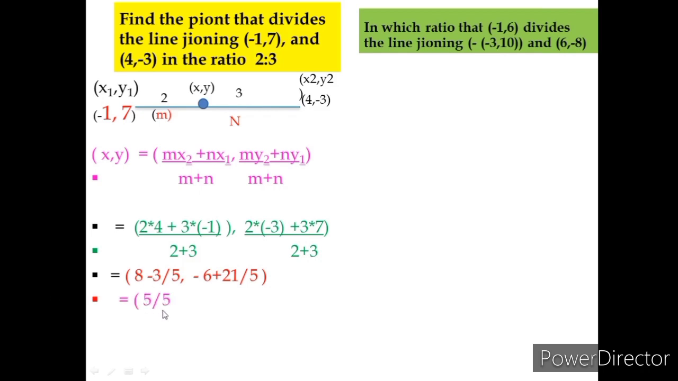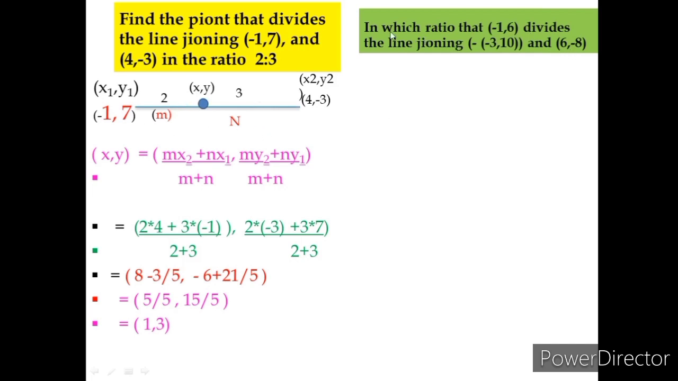8 minus 3 is 5 by 5. Minus 6 plus 21, 15 by 5. Therefore here 5 should be cancelled, 1. Here 5 ones and 5 3s should be cancelled, 1 comma 3. Therefore what is the value of x comma y? It is nothing but 1 comma 3. So this point divides this line segment in the ratio 2 is to 3.